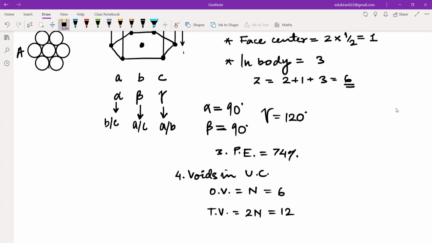So write these 2 points. Packing efficiency is equal to 74%. Voids in the unit cell are equal to 6 and 12. Okay, and this question has been directly asked in the NEET examination. How many tetrahedral voids and how many octahedral voids are there in a hexagonal unit cell, in one unit cell? Write this down, then you will summarize whatever we have learned till today.